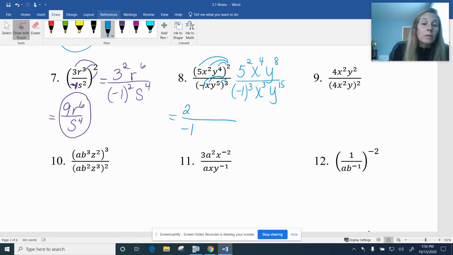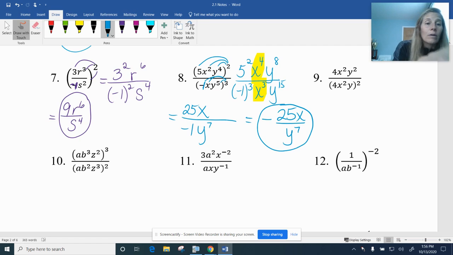5 squared is 25. Now x to the 4th over x to the 3rd will leave me with just the 1x on the top. Y to the 8th on the top, y to the 15th on the bottom leaves me with a y to the 7th on the bottom. And then I can just simplify this. The negative doesn't really matter where you put it, if it's on the top or the bottom or in the middle like this, as long as you still have it accounted for.